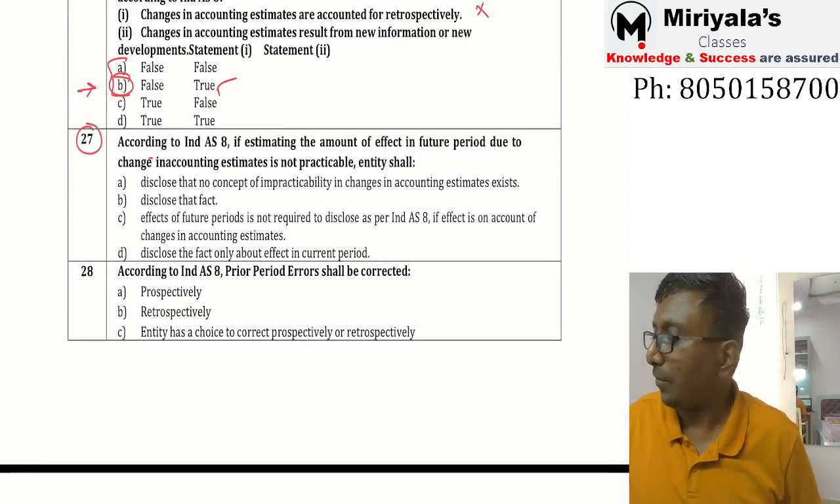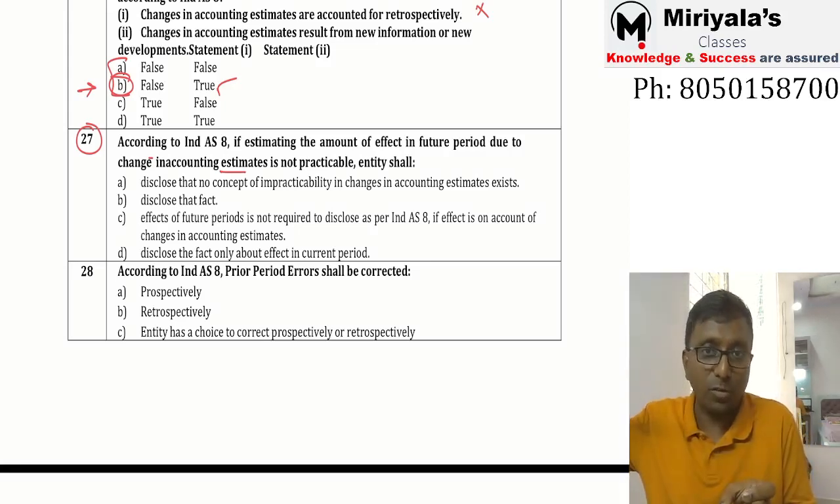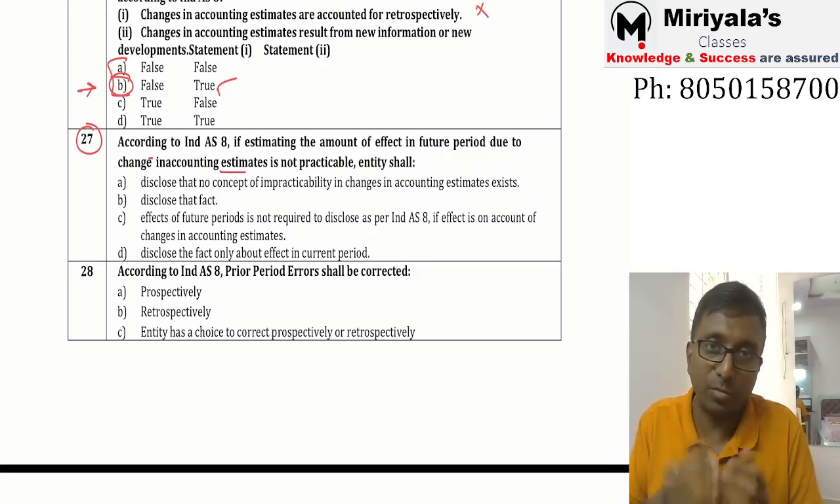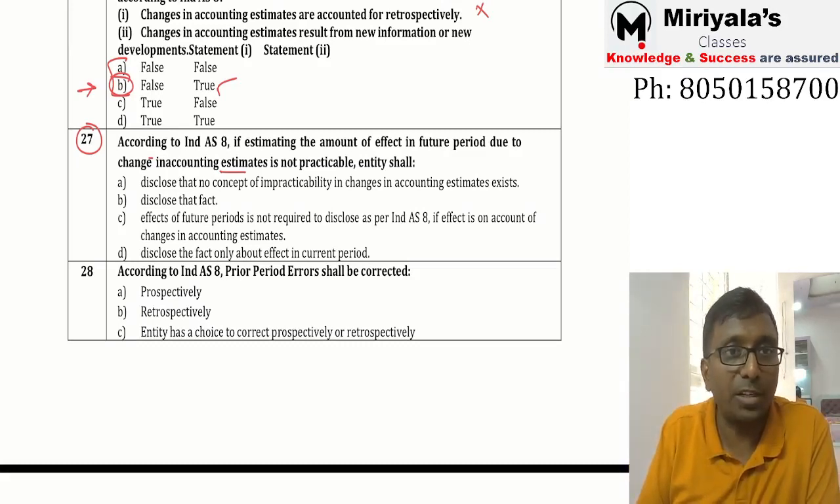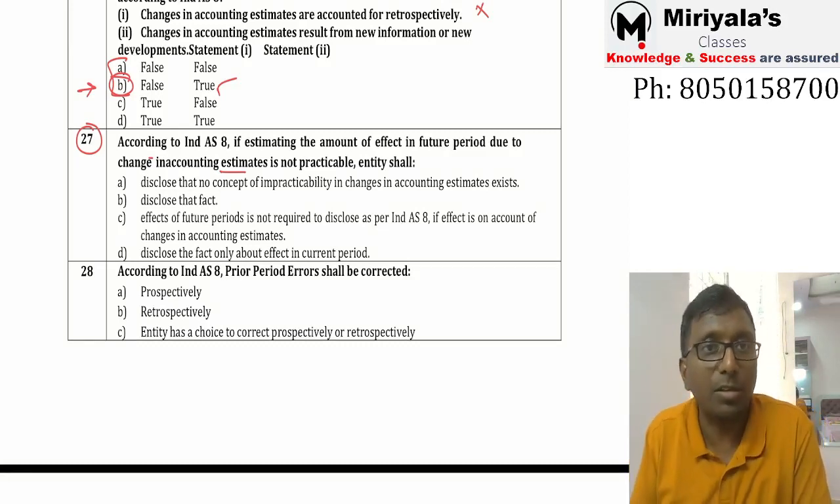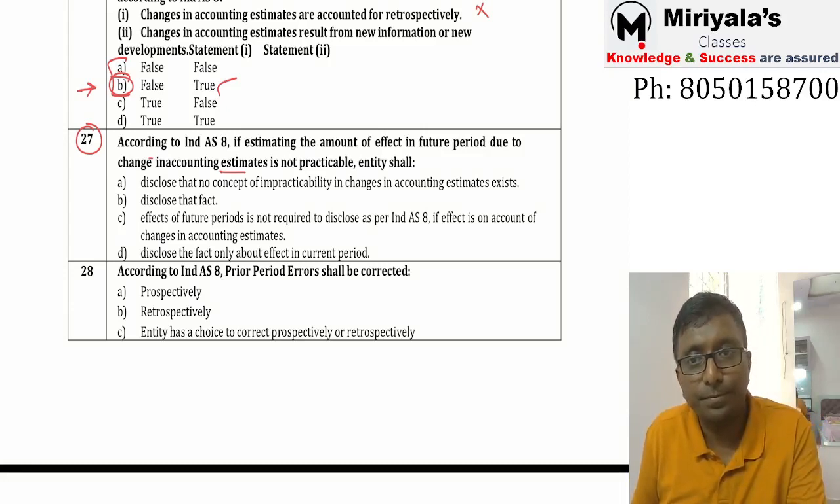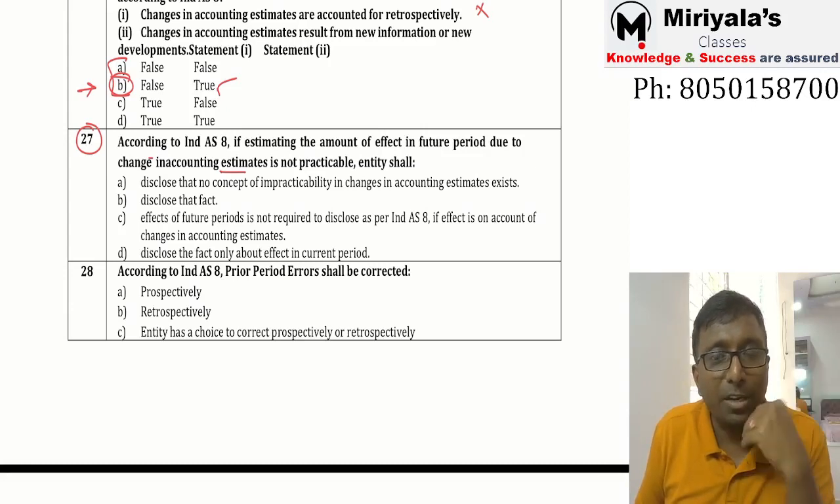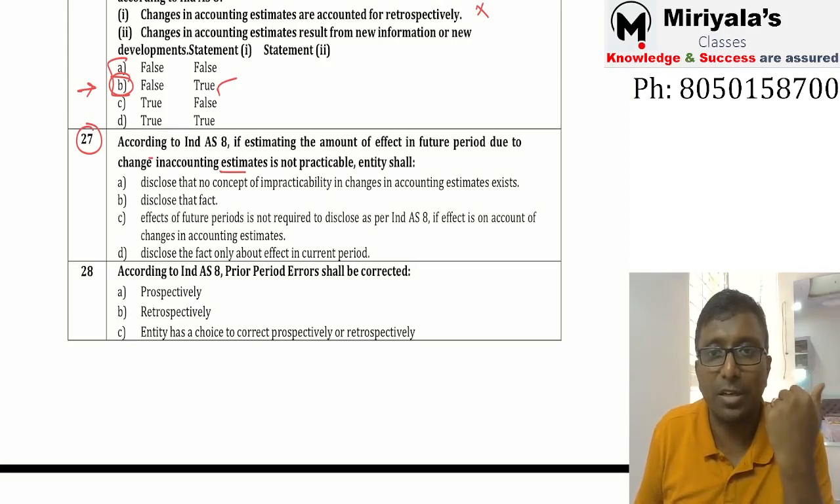So the 27th. According to Ind AS 8, if estimating the amount of the effect in future periods due to a change in accounting estimation is not practicable... sometimes it may happen. The information is changing. What will be the impact on future years? Current year impact, obviously, I will give. There is no problem. For the future years, if it becomes impracticable, what are you supposed to do? It is impracticable to estimate the future impact. Read the information. They are only telling that I'm not able to calculate, because of some impracticable reasons. That is not my discussion.